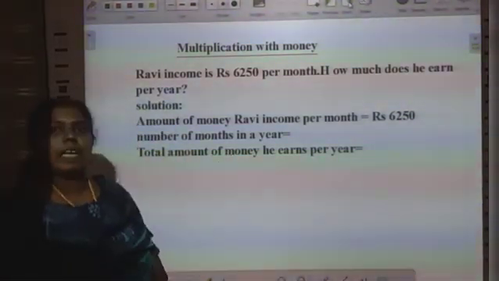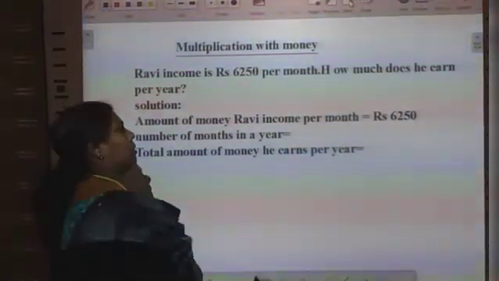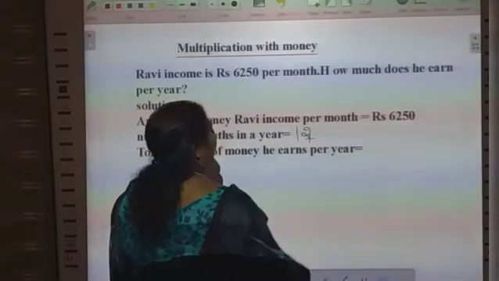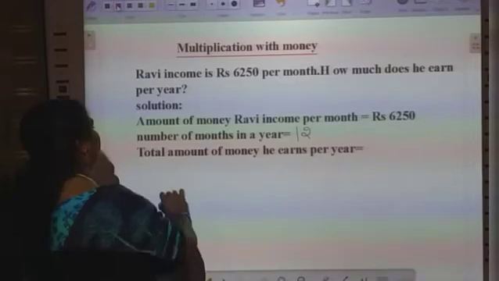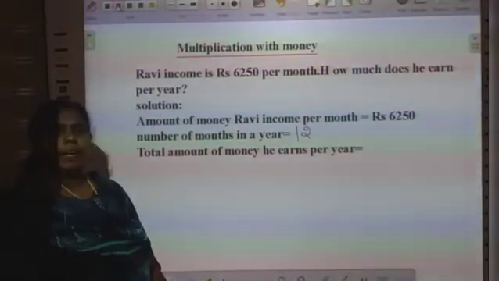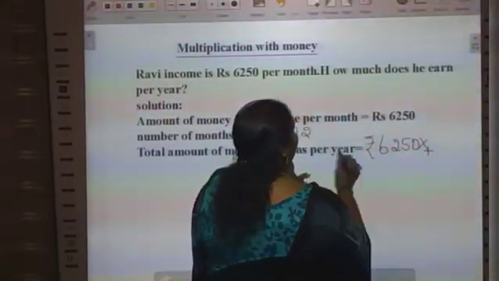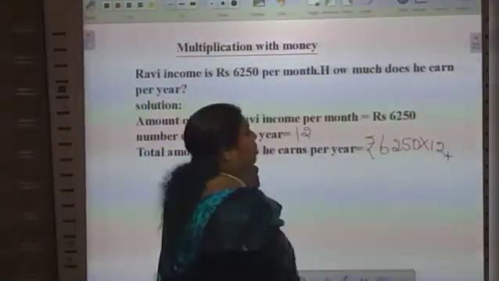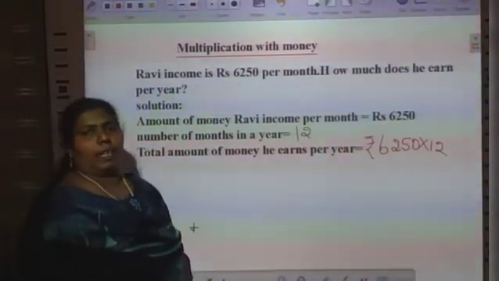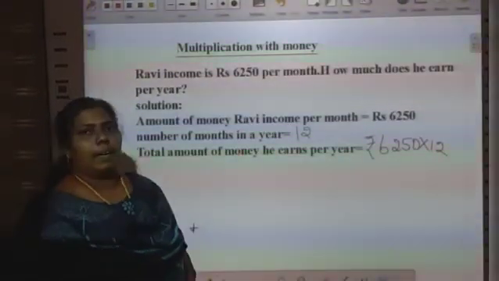Now number of months in a year. In a year, how many months? Yes, in a year, 12 months, right? 1 year equal to how many months? 12 months, right? Now the question here, total amount of money he earns per year. That means 1 month, how much amount? Rupees 6,250 into 1 year equal to how many months? 12 months into 12. So if you multiply these two numbers, then you will get that total amount of money he earns per year, right?